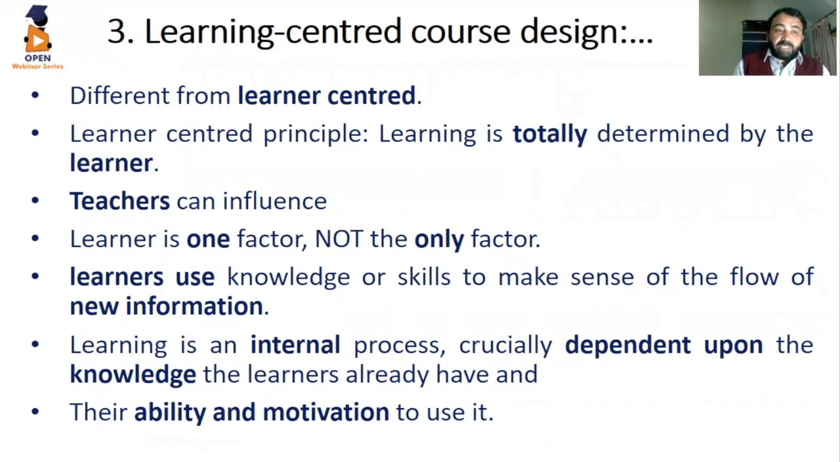Another thing is that learning is seen as a process in which the learners use what knowledge or skills they have in order to make sense of the flow of new information. Therefore, learning is an internal process which is crucially dependent upon the knowledge the learners already have and their ability and motivation to use it. Learning is not just a mental process, it is a process of negotiation between individuals and the society. Society sets the target, and the individuals must do their best to get as close to the target as possible.